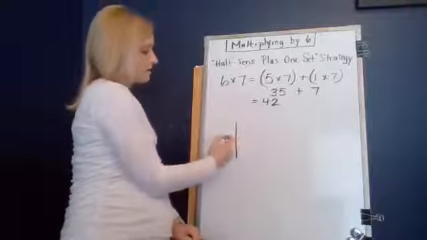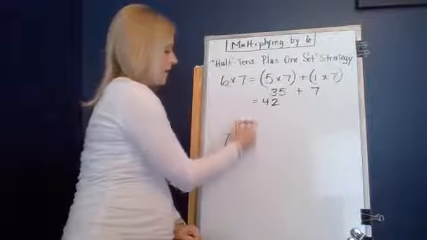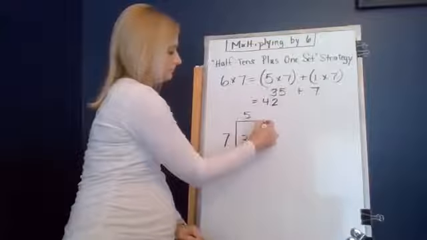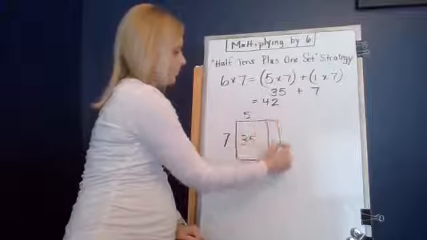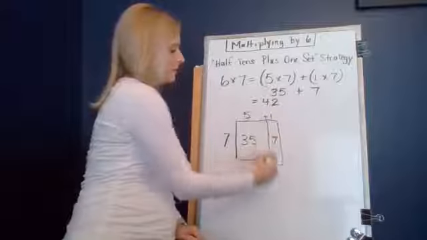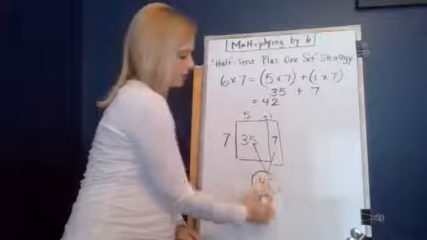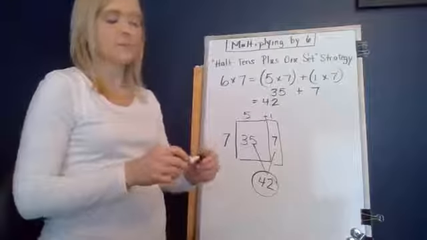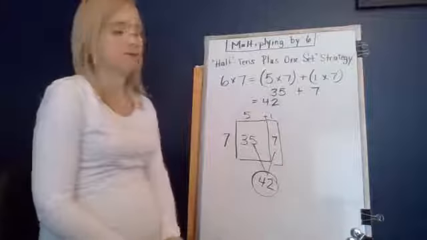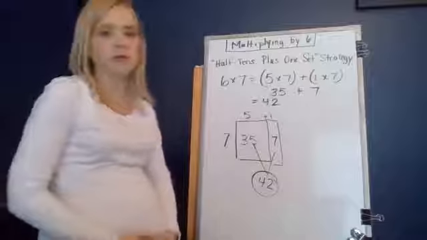If you want to think of it in terms of the area model, we have 7. We find 7 times 5 is 35. And we add one more set to that. We get 35 and 7, that makes 42. So that's the multiplying by 6 strategy, one of the strategies that you can use. You're not limited to that by any means. That is definitely something you can use.